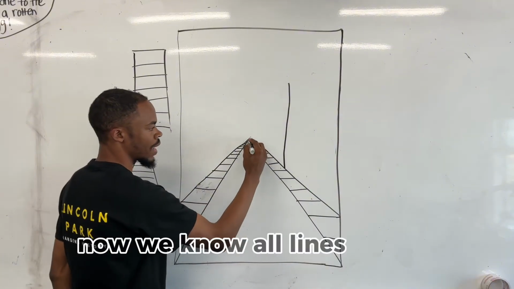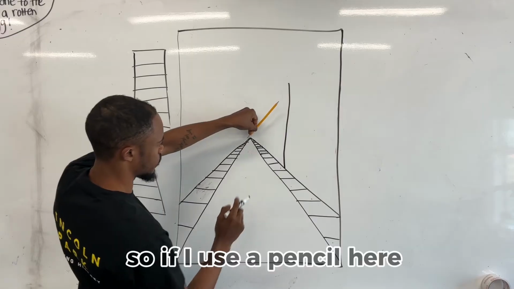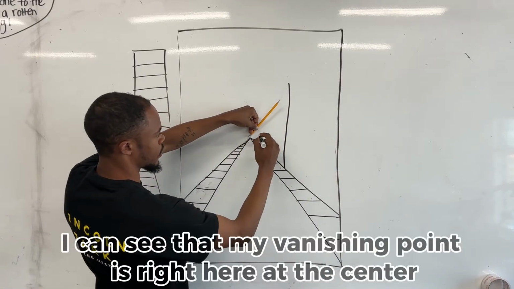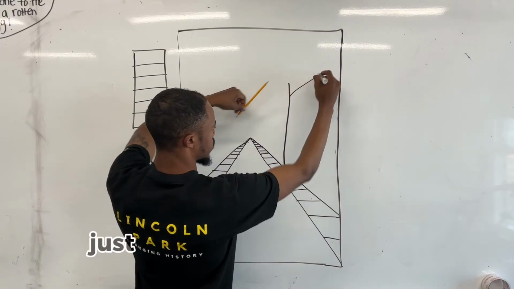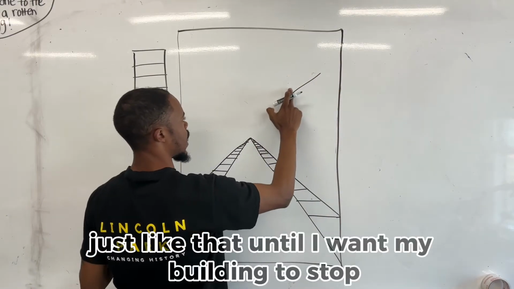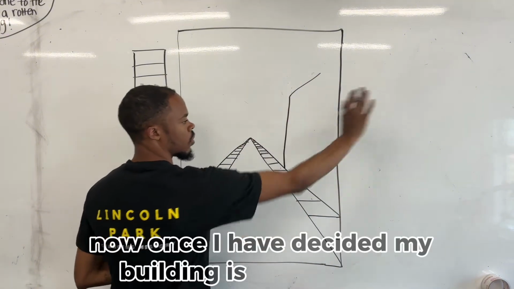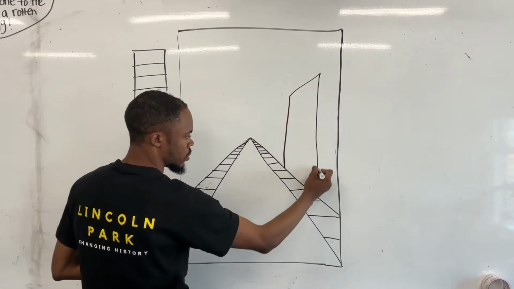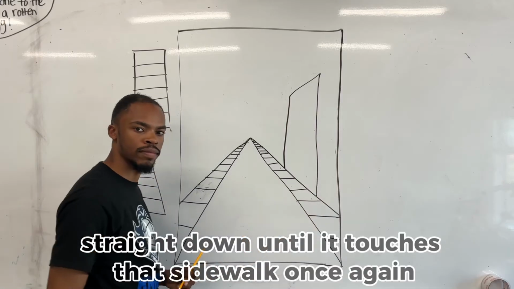Now we know all lines need to lead to the vanishing point. So if I use a pencil here, I can see that my vanishing point is right here at the center, and so my roof line has to follow that line just like that until I want my building to stop. Now, once I have decided that my building is wide enough, I draw another vertical line straight down until it touches that sidewalk once again.